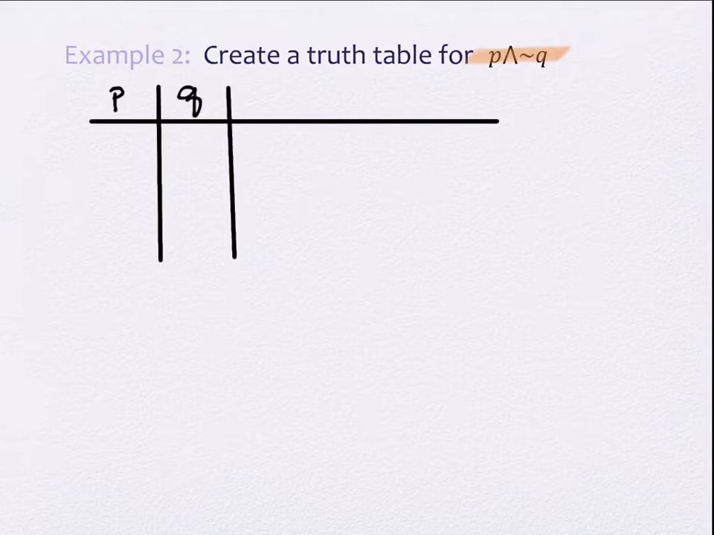Your next column takes a look at what else you might need in order to put it all together. Well, hopefully you noticed that there's a tilde in our problem, right? So you're going to need a column representing that quantity. So you're going to need a tilde Q, or a negation of Q column.